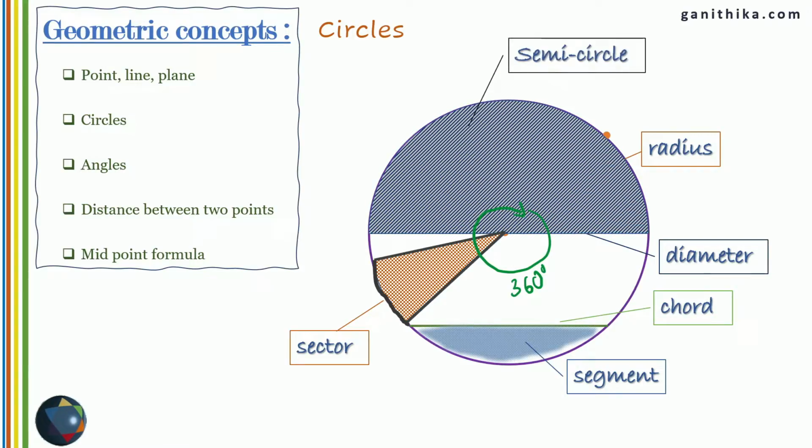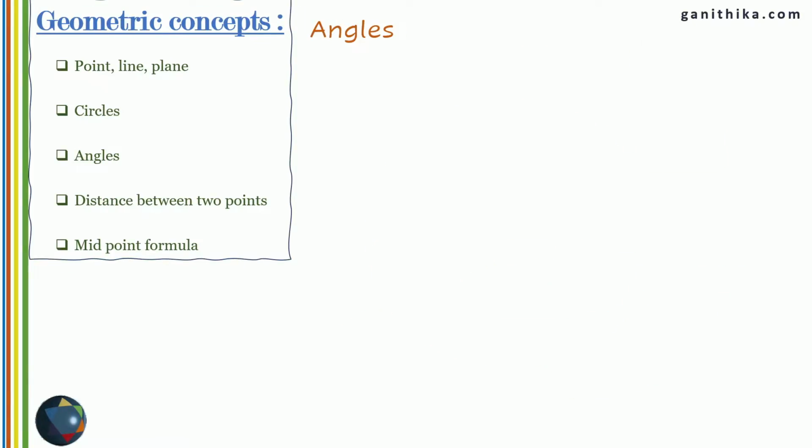One more component is the semicircle, which is half the circle. The part of the circle just on one side of the diameter is called the semicircle. I hope you understood all these components of a circle. Make a note of this in your notebook so that you can have a quick reference when you go to DP classes.